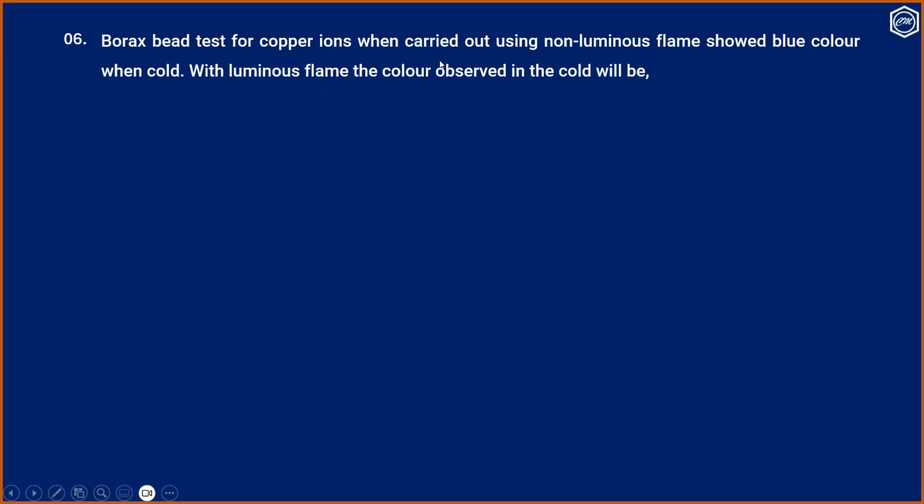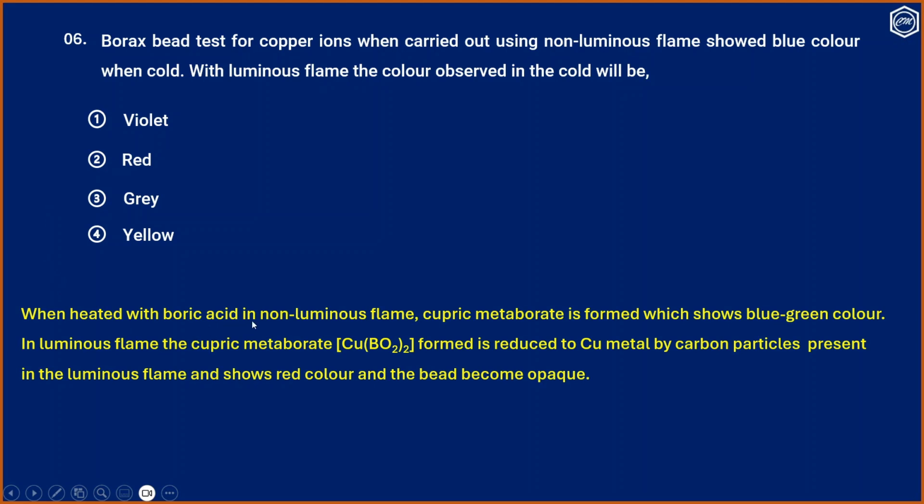Question 6. Borax bead test for copper ions when carried out using non-luminous flame showed blue color when cold. With a luminous flame, the color observed in the cold will be: 1, violet; 2, red; 3, grey; 4, yellow. When heated with boric acid in non-luminous flame, cupric metaborate is formed, which shows blue-green color. In luminous flame, the cupric metaborate formed is reduced to copper metal by carbon particles present in the luminous flame and shows a red color, and the bead becomes opaque. The answer is option 2.